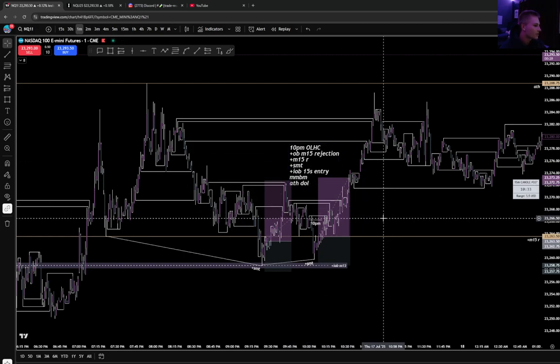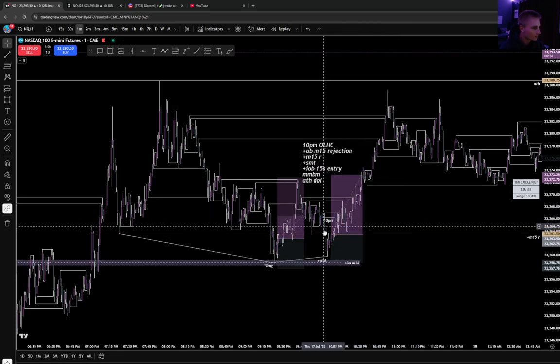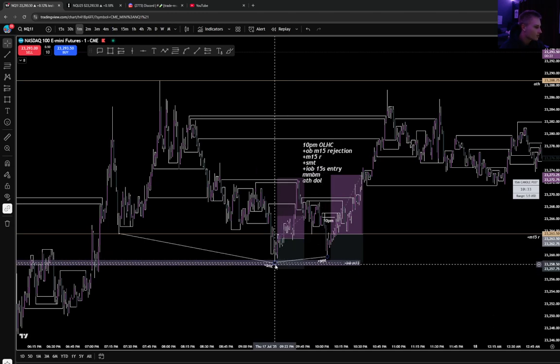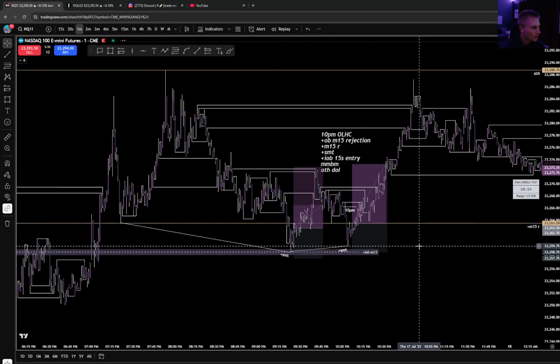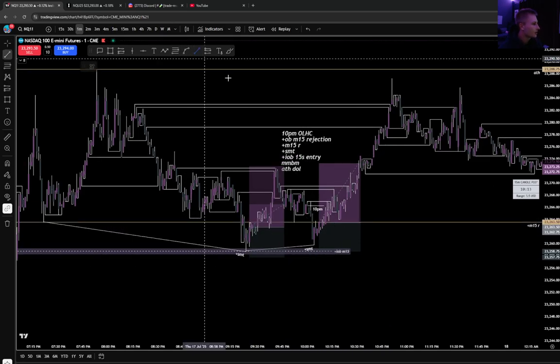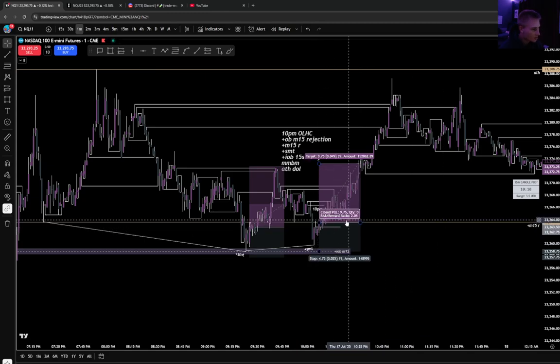But overall, really simple setup as well right here. 10 p.m. just opened up lower, so the 4-hour candle manipulated lower into a bullish SMT. So ES took out this low, NQ did not. So we kind of had these double SMTs here on the re-entry as well. Entry was off this 15-second inverse order block right there. Once we closed above the order block, shifted structure, that's when I got in.